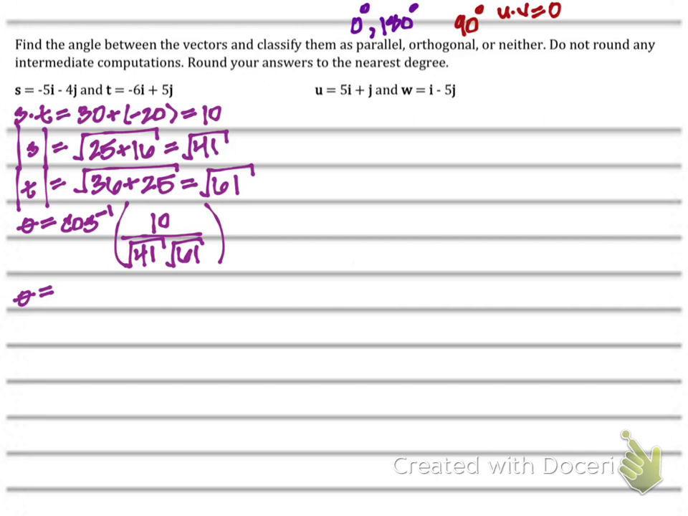What do they want? Nearest degree, 78 degrees. Cool? Right? Oh, last question, it said classify it as parallel, orthogonal, or neither. Well, this is neither, right? Because it's only parallel if my theta would be 0 or 180, and we know it's not orthogonal already.